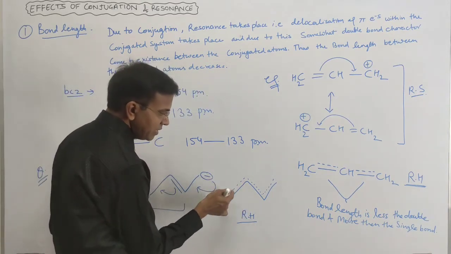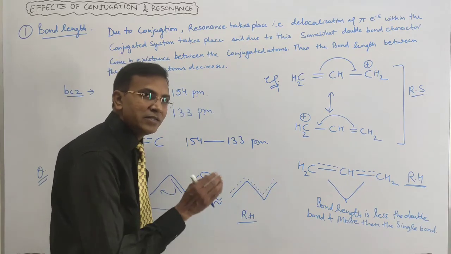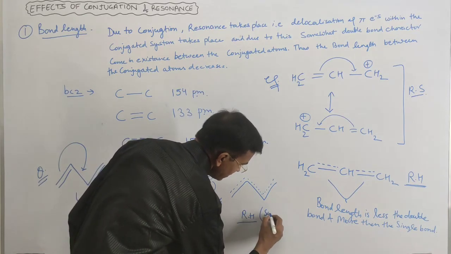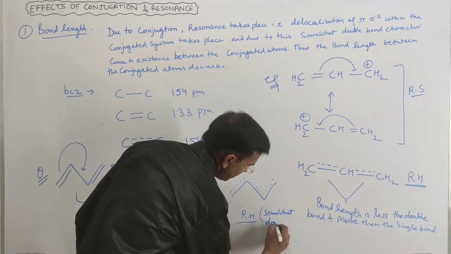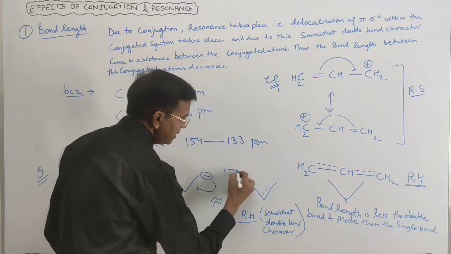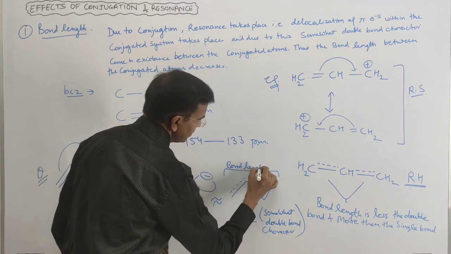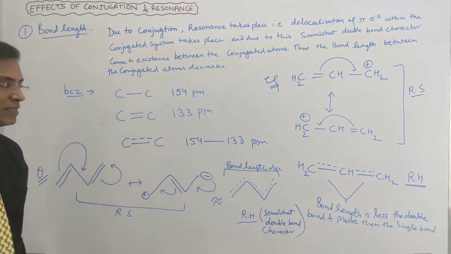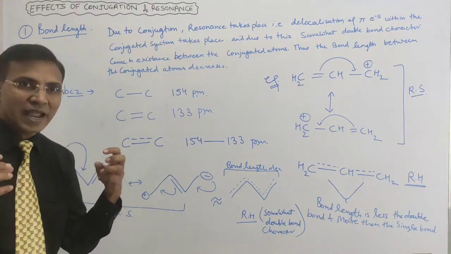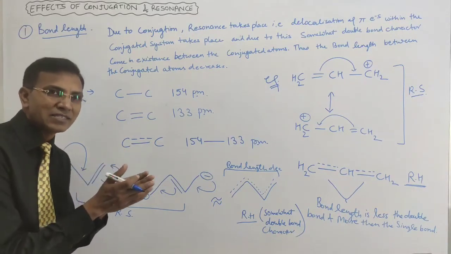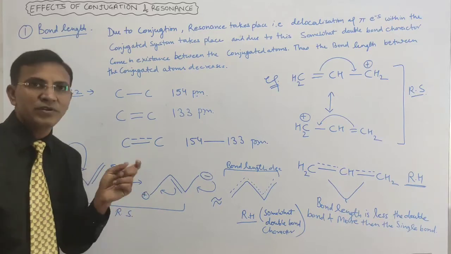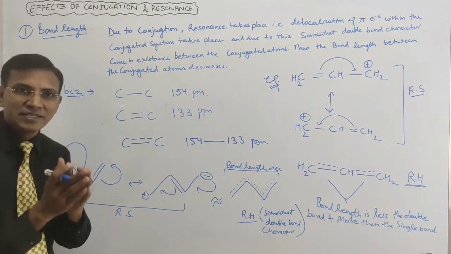So here you may clearly observe that the bond length between the conjugated atoms is more than the double bond, and it is less than the normal single bond, right? So here somewhat double bond character, so bond length decreases. So you come to know from this phenomenon that because of the conjugation present in the conjugated system, the bond length between the conjugated atoms becomes less than the normal single carbon-carbon bond, because somewhat double bond character is taking place between the conjugated atoms, right? So bond length decreases due to the resonance.